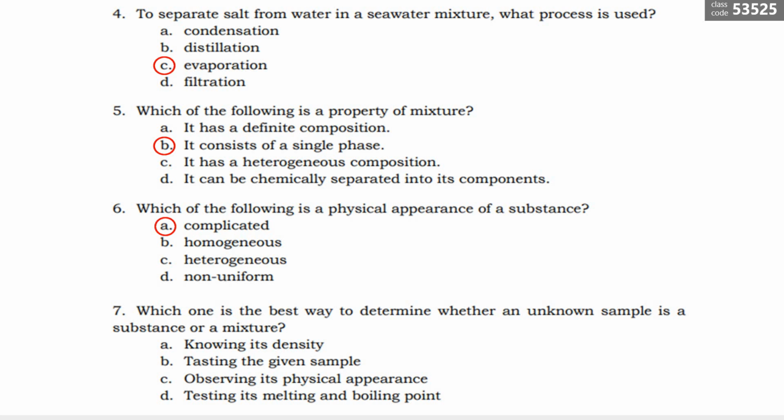Okay, for number 7, which one is the best way to determine whether an unknown sample is a substance or a mixture? A, knowing its density. B, tasting the given sample. C, observing its physical appearance. And D, testing its melting and boiling point. Go. Okay, let's reveal the answer. The correct answer is testing its melting and boiling point.